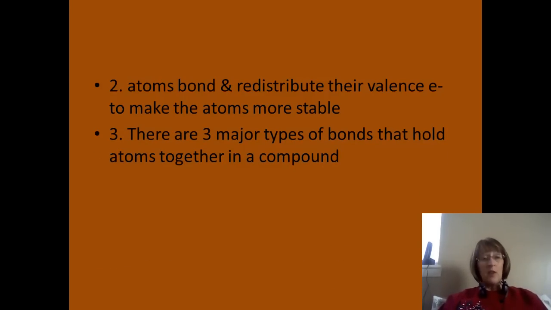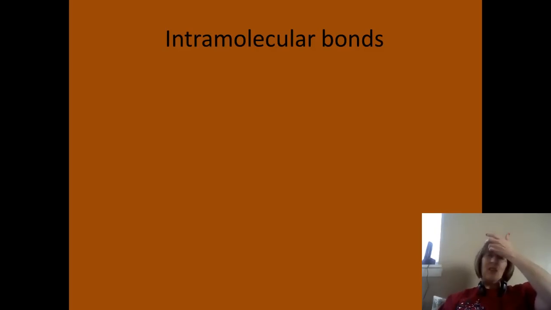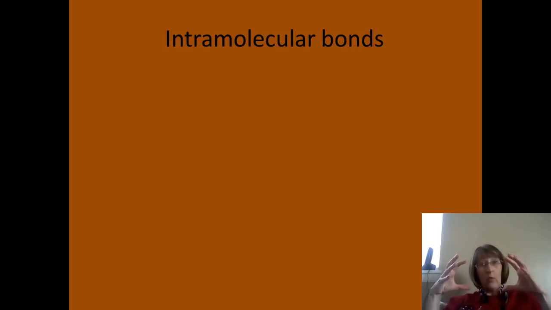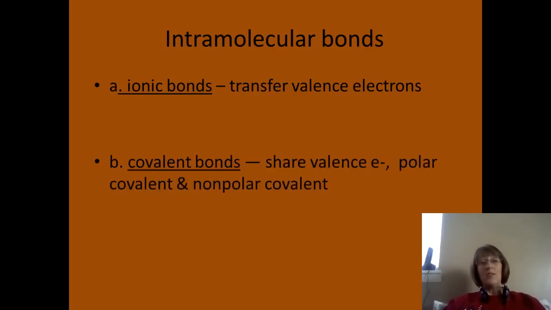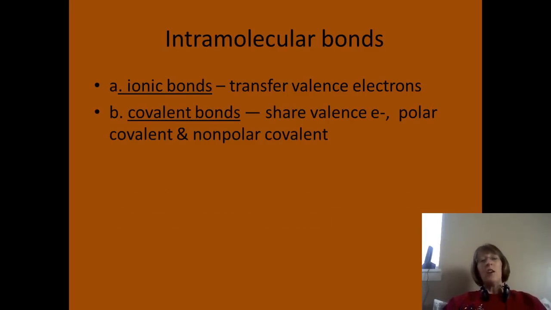There are 3 major types of bonds that hold the atoms together in the compound. And these are called intramolecular bonds. Intra means inside. So when you look inside the molecule, or the formula unit, what's holding those atoms together inside there? So we have ionic bonds, and ionic bonds transfer the valence electrons. The metals always give away the electrons, the nonmetals are always taking the electrons. Covalent bonds, they're much nicer, they share. So we can have bonds between the nonmetals, and they don't mind sharing with each other. They just don't share with the other guys, the metals on the periodic table.